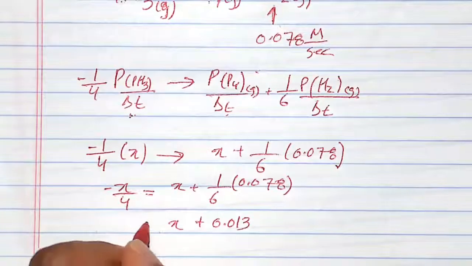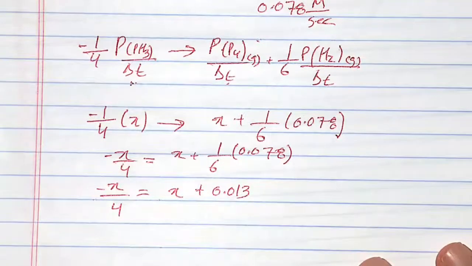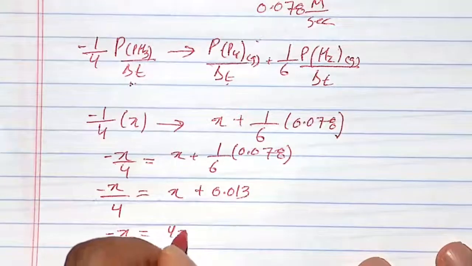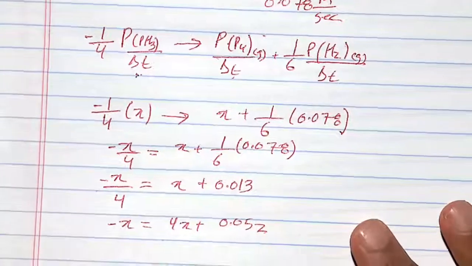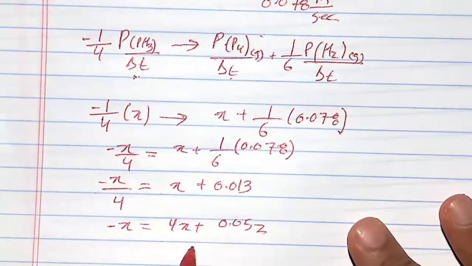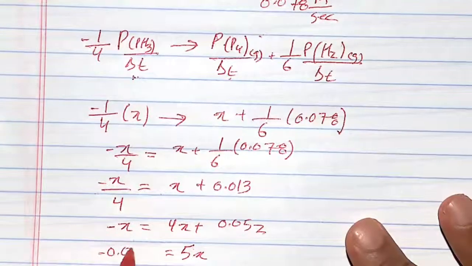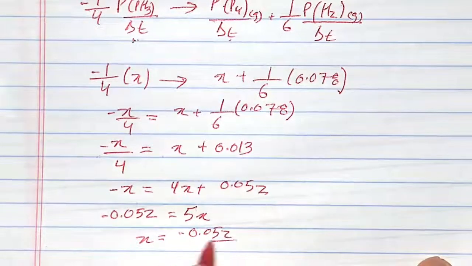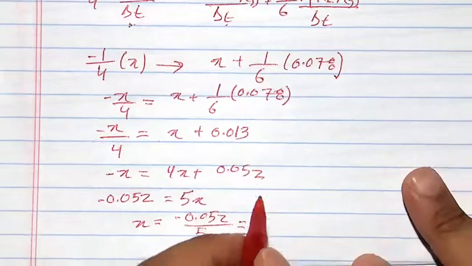0.013. x plus 0.013 must equal minus 1/4 x. So in this particular situation, I will just multiply by 4 to get minus x equals 4x plus 0.013 times 4, 0.052. And now I'll just solve for x. I'll move x to this side of the equation and get 5x, and that's going to equal minus 0.052. x is going to equal minus 0.052 divided by 5. And doing that on the calculator, I get an answer of 0.0104 as my value of x.